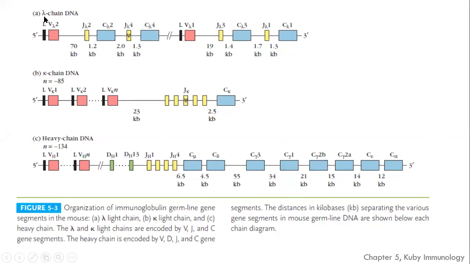For example, let's take the lambda chain DNA, the light chain. This consists of, you see the color code, a leader sequence. We will talk about that at the end of the class. Forget about the black sequences here. And there is a light pink one here, the V region, and there is blue and yellow. So basically there is V, there is C, there is J. And the C is the constant region of the light chain.